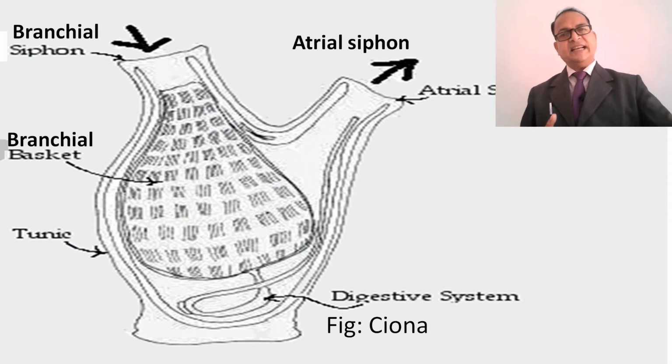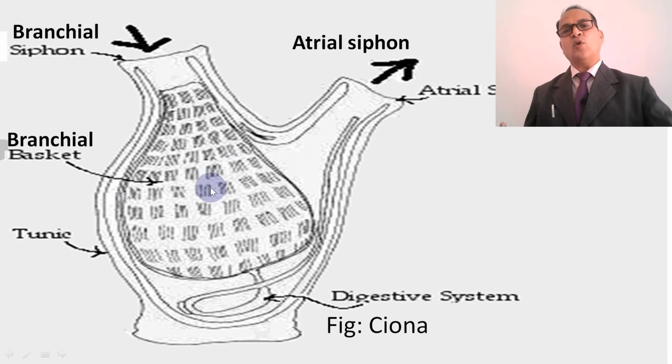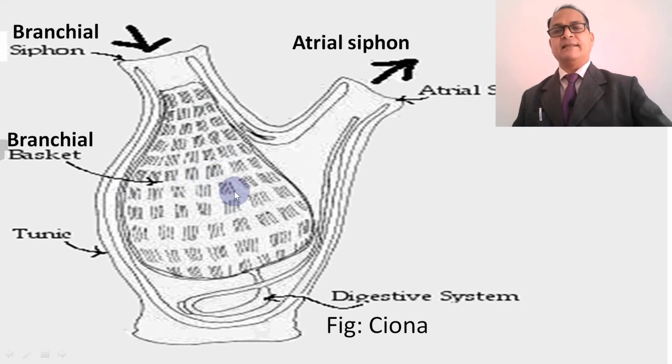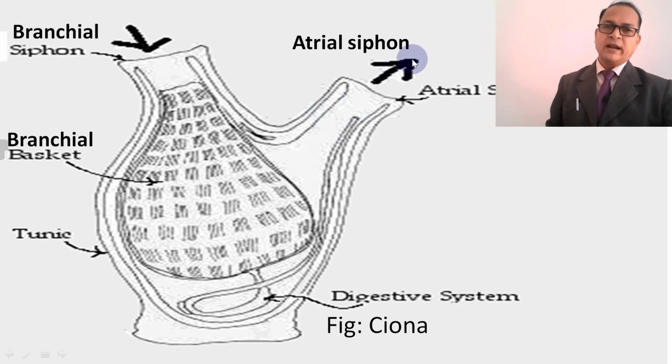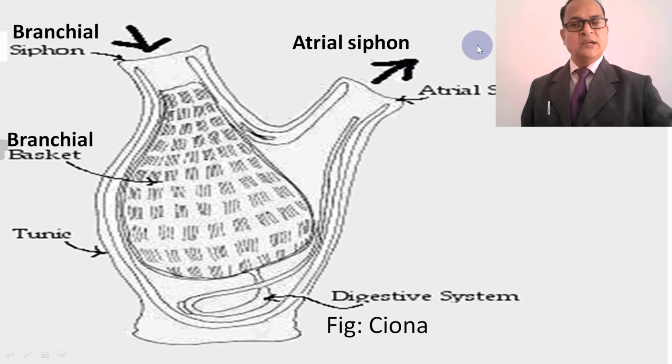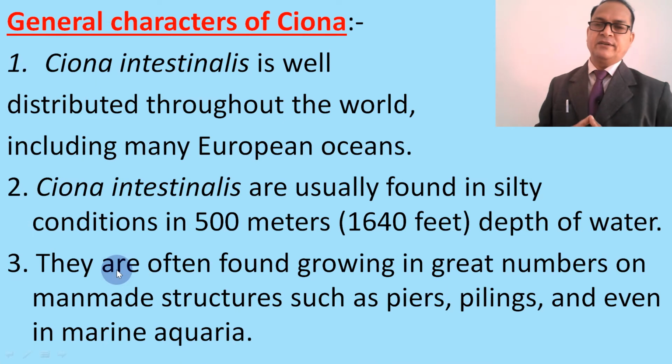Just like Ascidia, Ciona also has two siphons, the branchial siphon and the atrial siphon. The largest body part is the pharynx, also called the branchial basket, perforated by gill slits. It is continuous with the intestine, and the intestine opens into the atrium, and the atrium opens through the atriopore at the atrial siphon towards the outside. This is the foot, and this is the mantle made up of tunic or tunicin.